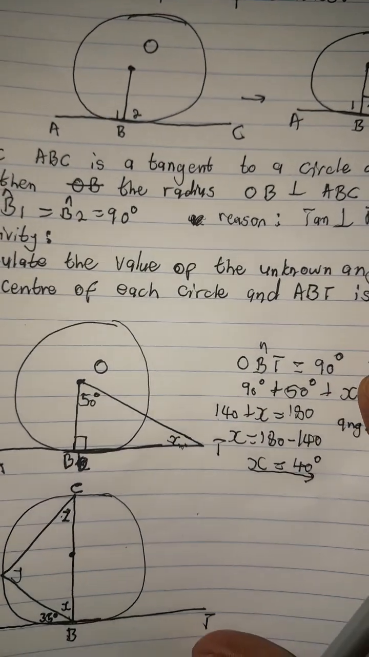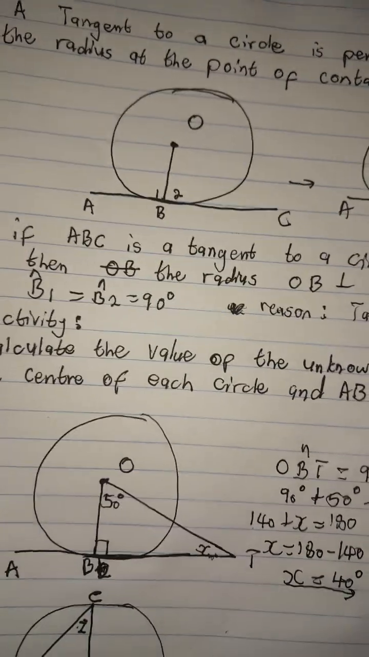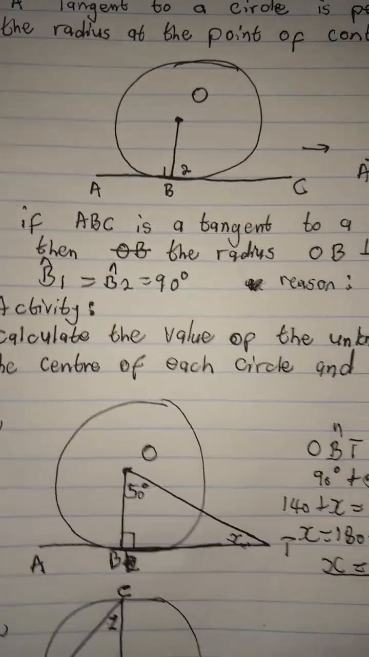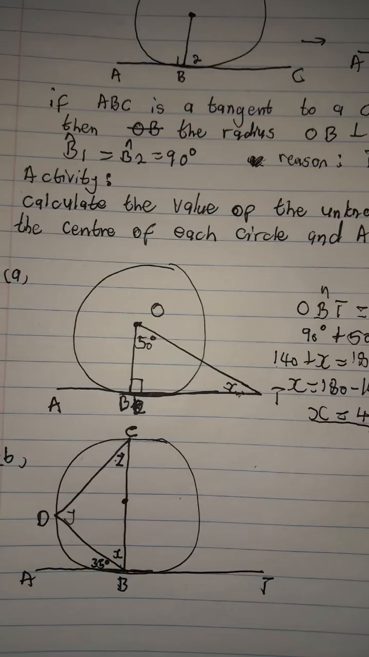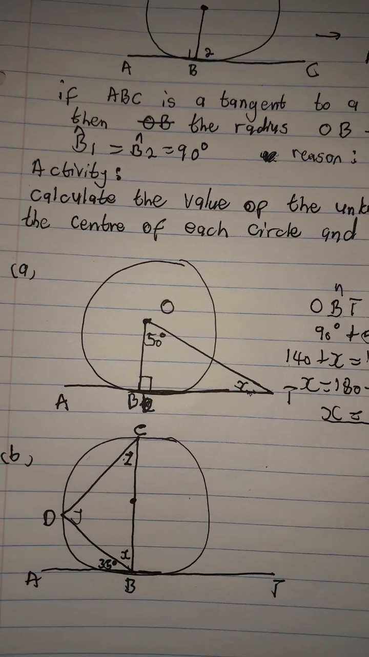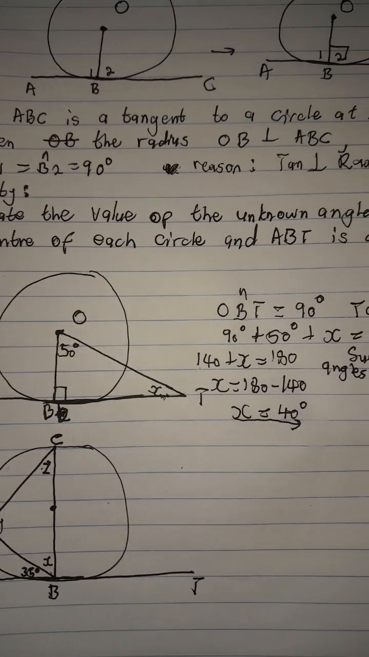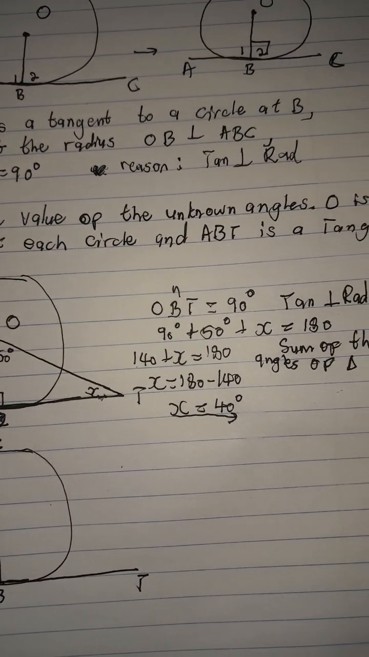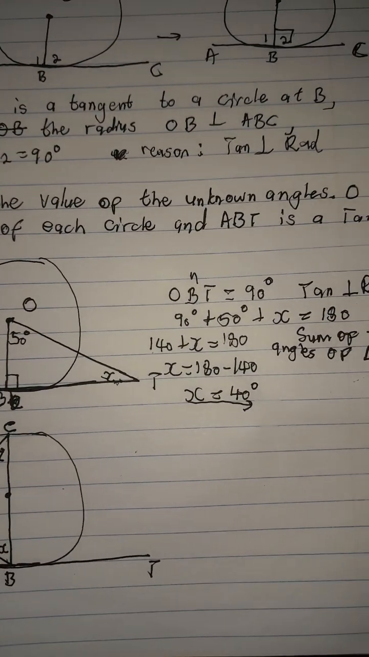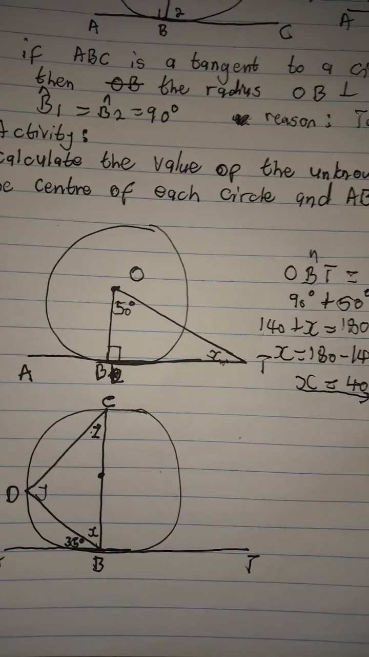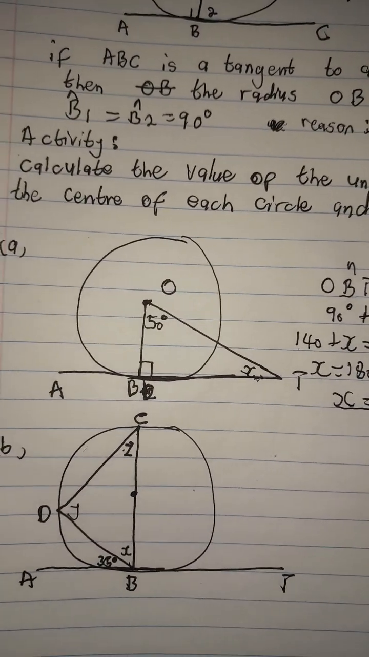I hope that is clear, guys. Okay. We will now look at the second question. The second question requires us to calculate the value of the unknown angles. O is the center of each circle, and ABT is a tangent. Yes, we're still going to use the same tangent, which is ABT.